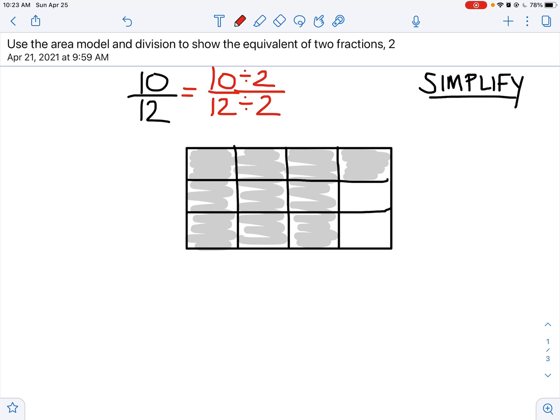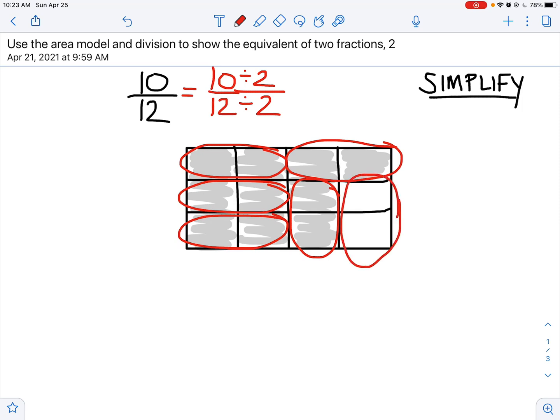And it doesn't matter how you make these groups of 2. So if you want to do it like this, here's a group of 2, here's a group of 2, here's a group of 2, here's another group of 2 and a group of 2, that's fine. And then a last group of 2. The key piece is to make sure that you don't have any groups that have some shaded and unshaded parts. We have to make sure that if you circle a group, all of its parts are either shaded or all of its parts are not shaded.